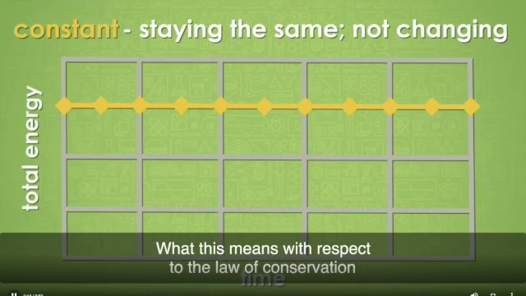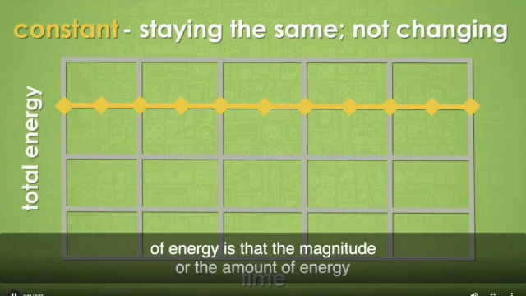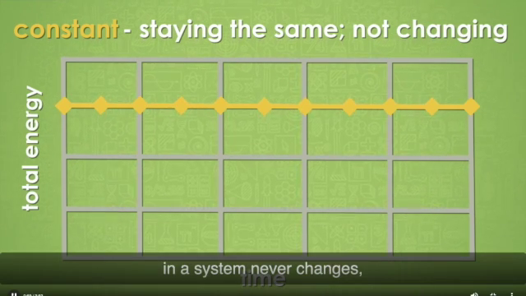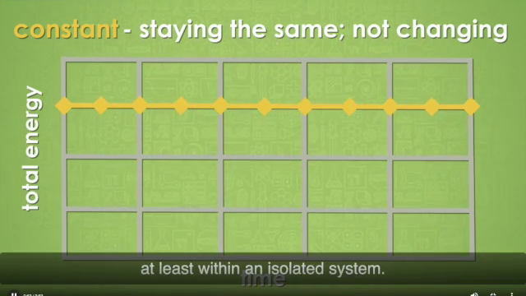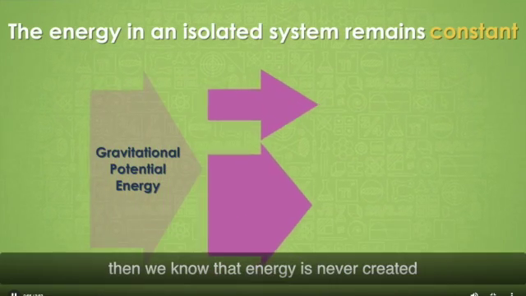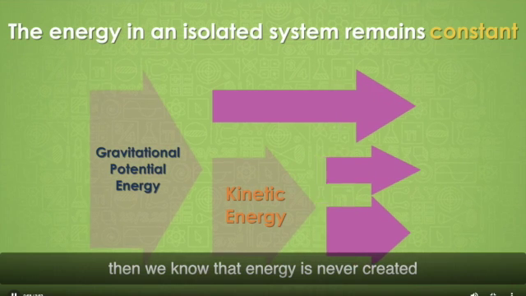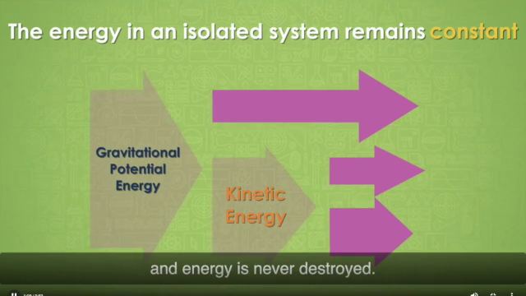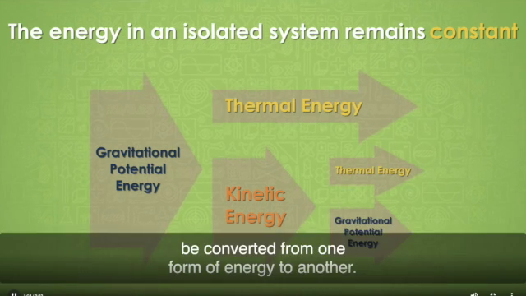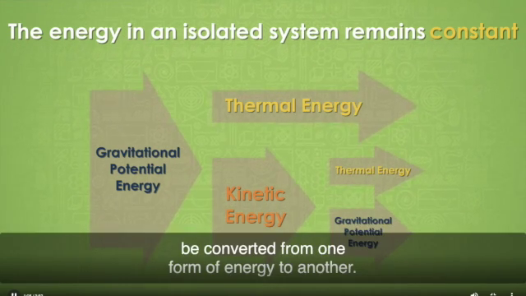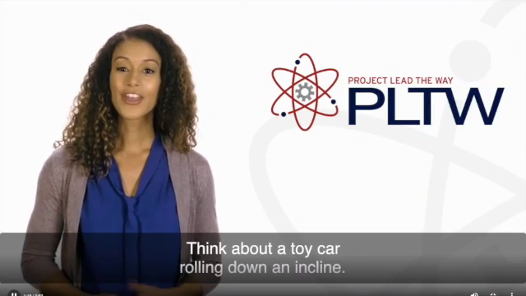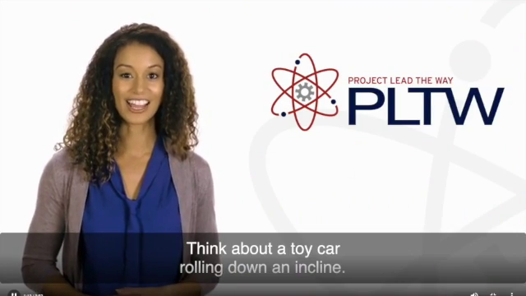What this means with respect to the law of conservation of energy is that the magnitude or the amount of energy in a system never changes, at least within an isolated system. And if the amount of energy in a system does not change, then we know that energy is never created and energy is never destroyed. Energy within an isolated system can only be converted from one form of energy to another. Let's look at an example system. Think about a toy car rolling down an incline.